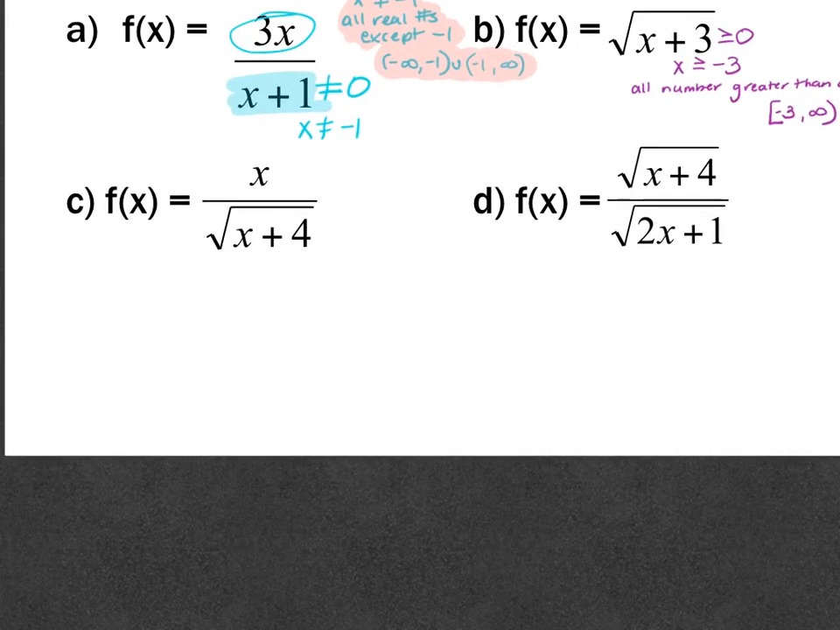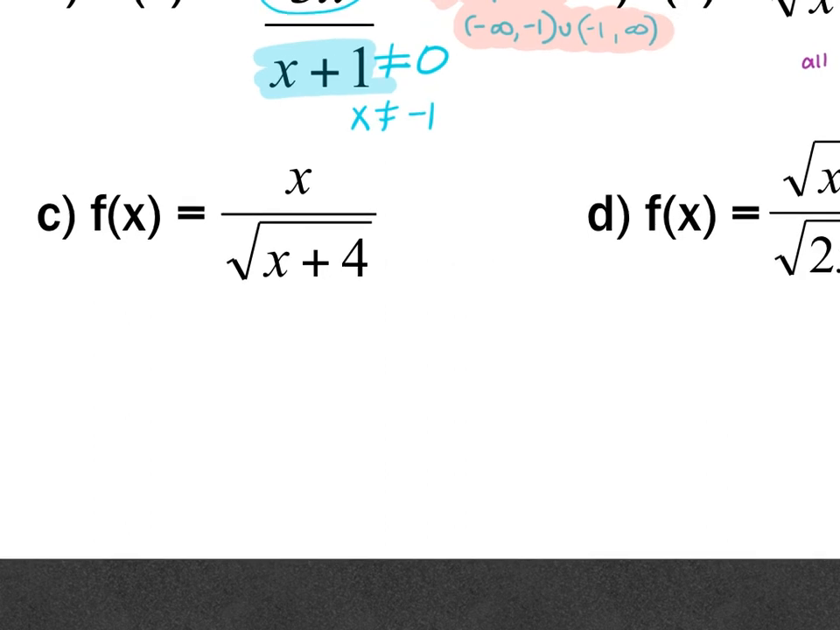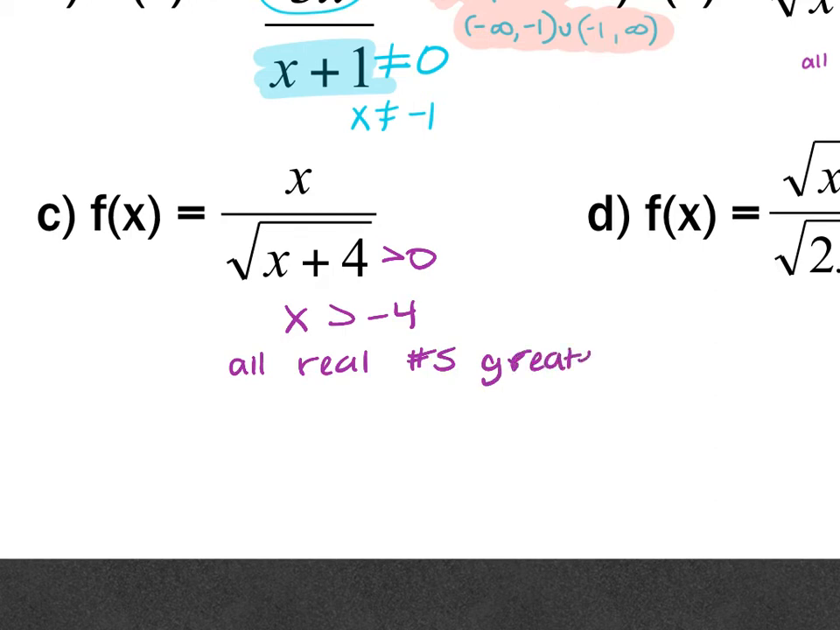Okay, so now go to C. Now I've got the square root in the denominator, which means it can't equal 0. It's got to be greater than 0. So x has to be greater than -4. Okay, all real numbers greater than -4. And in interval notation, it doesn't include -4, but it's bigger than -4. So I get a parentheses at -4, and I go to positive infinity.